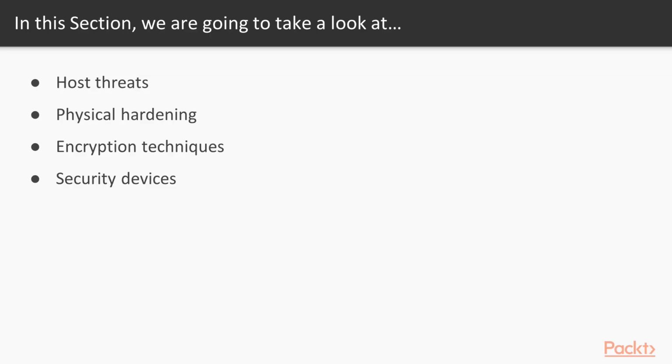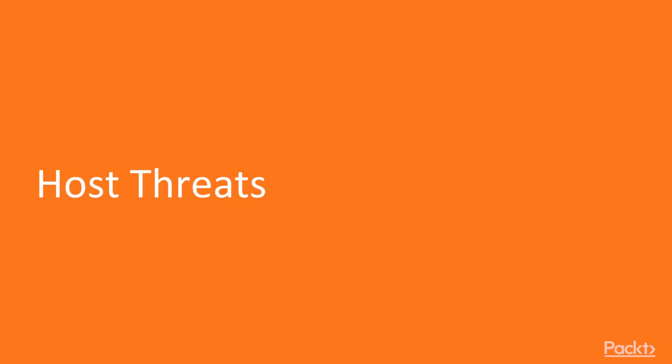Now in this section, we are going to take a look at various points. We are going to learn about the threats of host. We'll learn how to perform physical hardening, what the various encryption techniques are, and what the various security devices available inside a network are. So let's start with the first video of section 6, host threats.